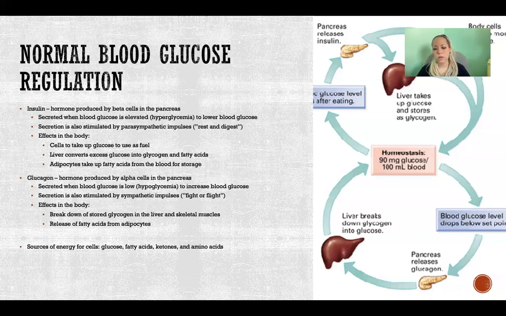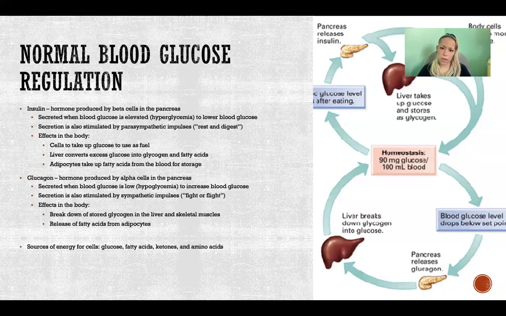When we secrete insulin and it's going through our bloodstream, the number one thing insulin has to do is go around and sort of knock on the door of all the different cells and tell the cells to take glucose up from the blood. The cells will then take up that glucose and use it as fuel. That's the number one task for insulin.